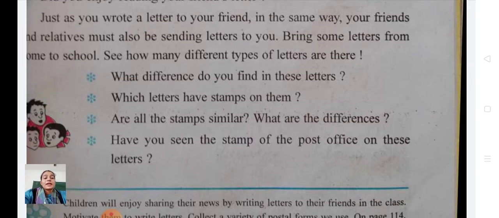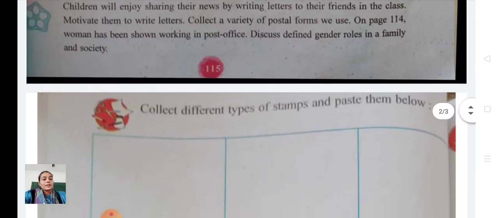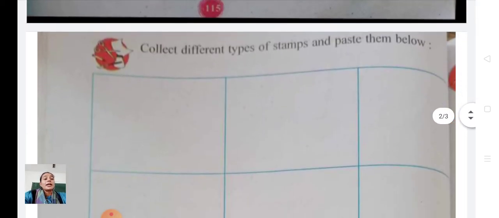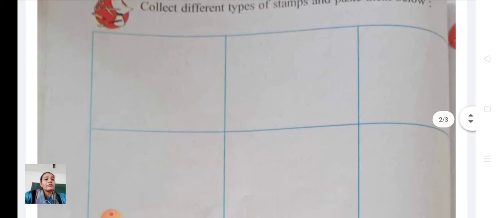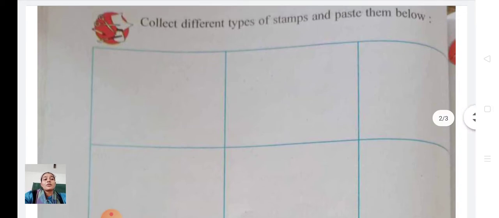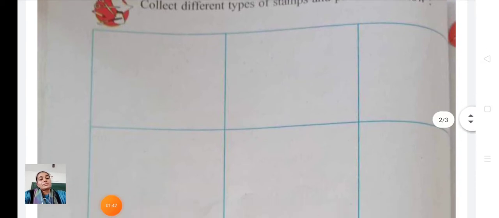Next question. Have you seen the stamps of the post office on these letters? So answer is yes, I have seen the stamps of the post office on these letters. Now the next page. Collect different types of stamps and paste them below. So here we have one activity. You have to collect different types of stamps and paste them here in this space.